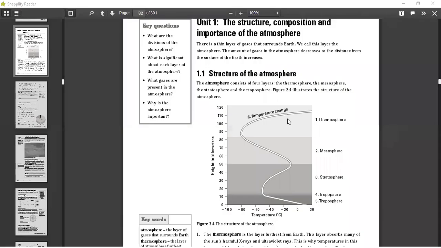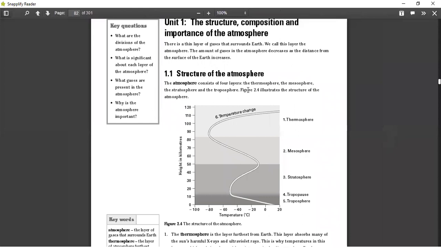Let's go to the textbook and see what's happening there. If you want a clear picture of what we were speaking about, this is the structure of the atmosphere. This is on page 82 in the textbook that I sent to you today.